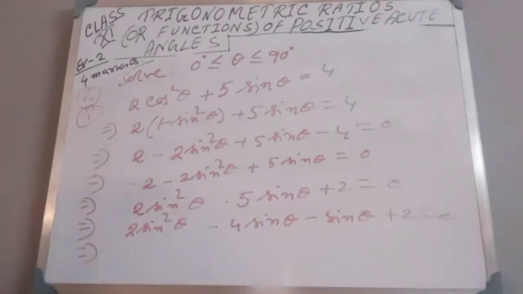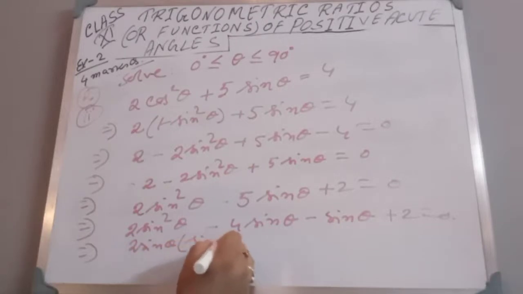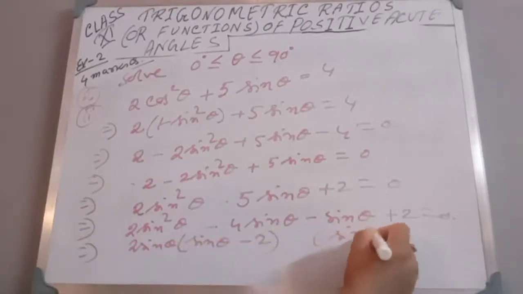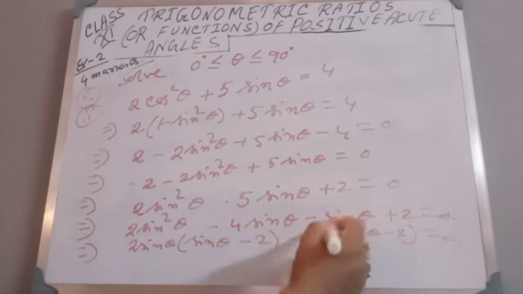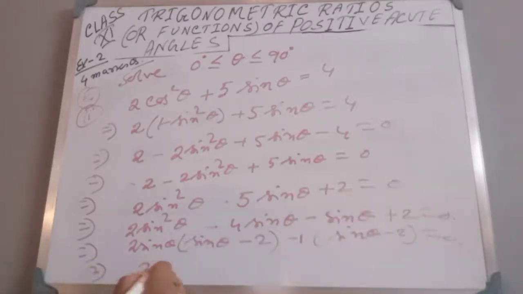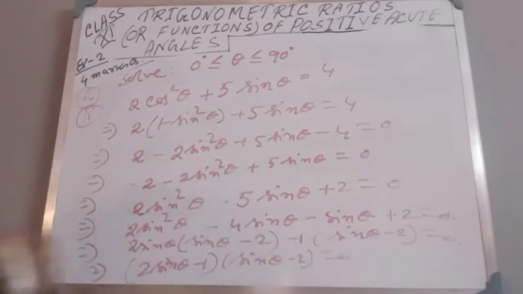Okay, now take common 2 sin θ, then what we will get here? Only sin θ minus 2. Okay, and this is also sin θ minus 2 equals 0. Now this is minus sin θ, so write here minus 1. Minus sin θ minus 1 is plus 2. So what are the factors? 2 sin θ minus 1 and sin θ minus 2 equals 0.